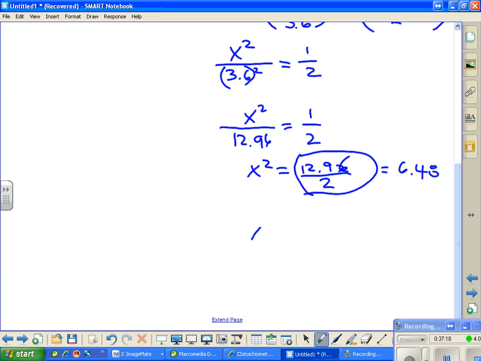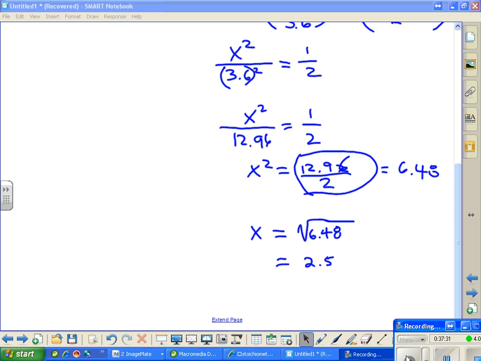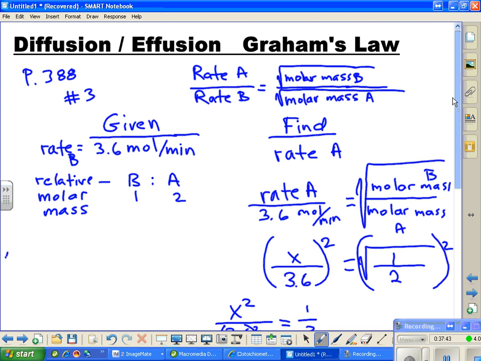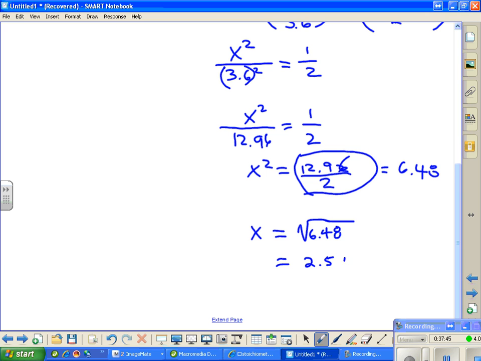Yes? So x is equal to the square root of 6.48. And we can do that on our calculators. The number comes out. Our answer, once we take the calculator and do the square root, we're going to round this to 2.5. So the rate is 2.5. What's the unit of measure for the rate? Moles per minute. And that's what they want for an answer.